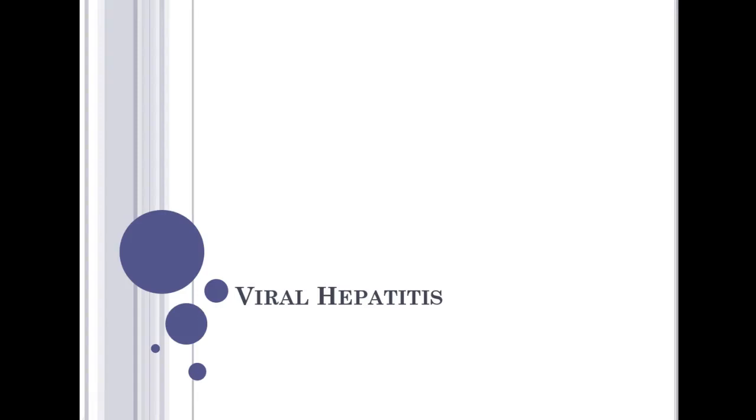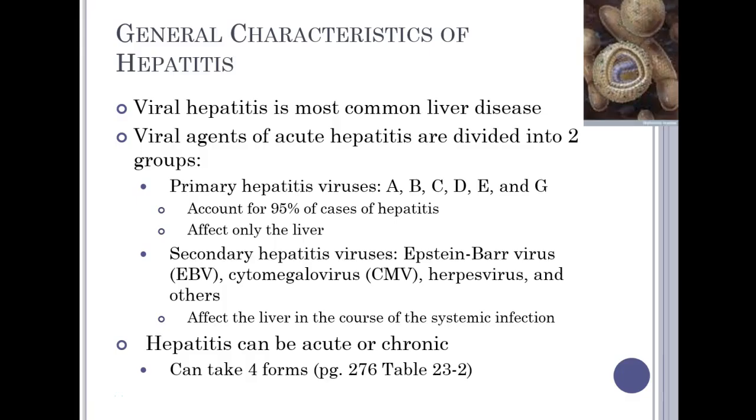Today we're going to take a look at viral hepatitis. Viral hepatitis is the most common liver disease. There are viral agents of acute hepatitis that are divided into two different groups. We've got primary hepatitis viruses, which is what we're going to spend most of our time on today: the A, B, C, D, E, and G, which account for 95% of the cases of hepatitis.